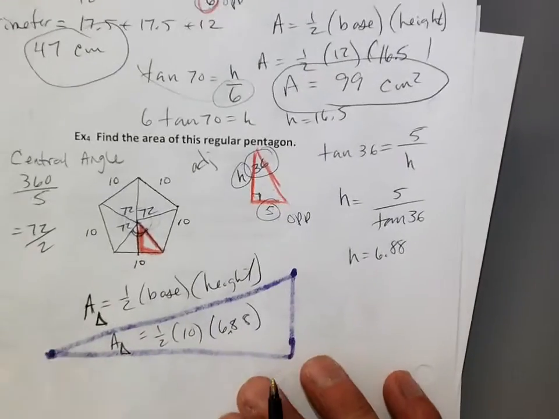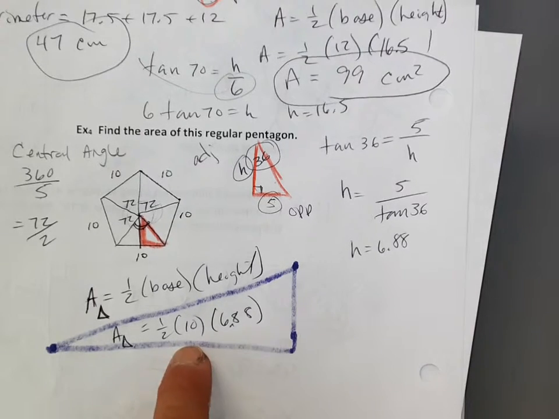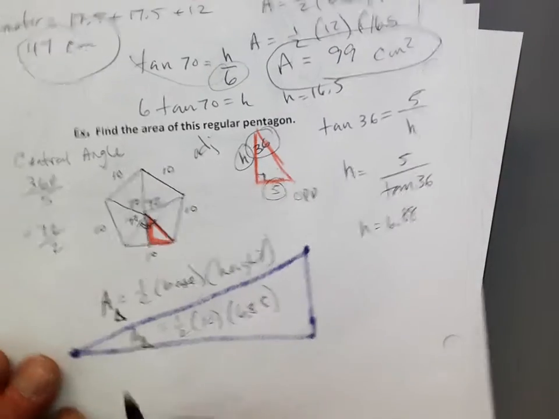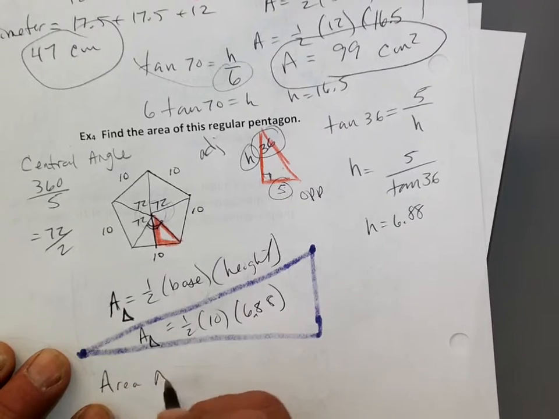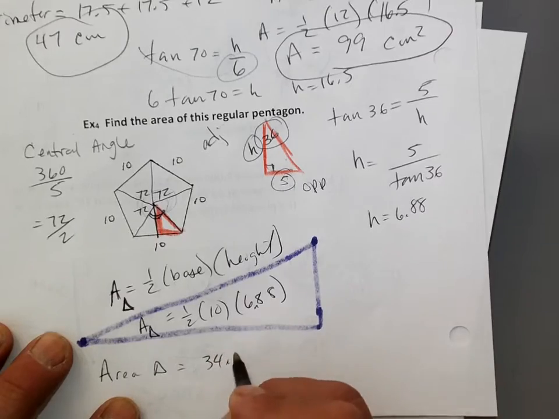We're doing okay? Well, would you not have to divide by 2 anymore since you already split that? It'd just be 6.88 times 5. Yes, totally correct. Okay, 0.5 times 10 times 6.88. So one triangle, the area of a triangle, is 34.4. But how many triangles are there?